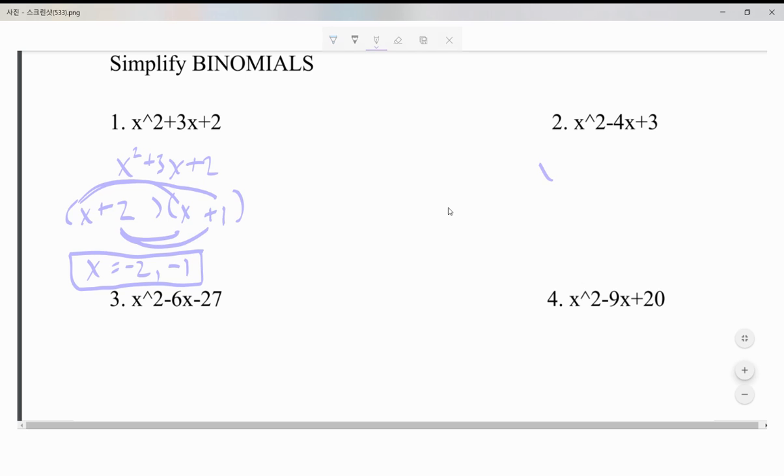You should know this. x squared minus 4x plus 3. Well, x and x. That's what we start off with first. Well, negative 3 and negative 1. Because x squared minus 3x minus x is 4x, right? Then minus 1 times minus 3 is plus 3. Okay? So the answer would be 1 and 3.